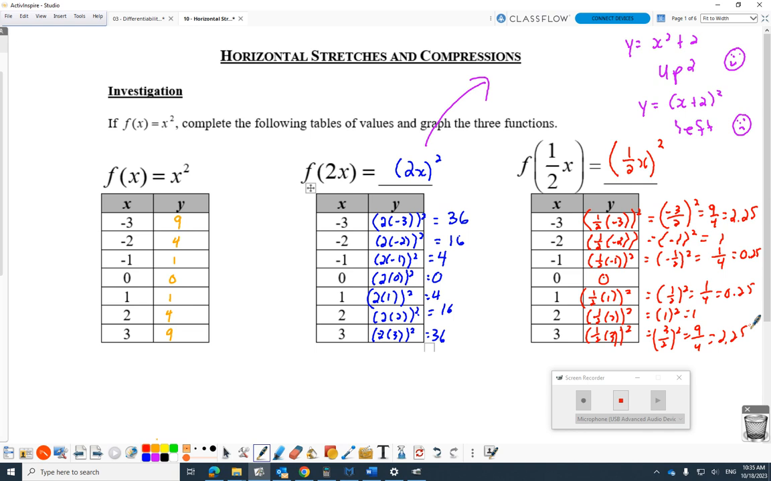The function's looking right, so it moves left. It's doubling the x before it's squaring, so it's looking outwards, and that makes it go inwards. Is that a good explanation? For grade 11, it's about the best we can do, I think. Yeah? It takes a little while for it all to be clear why this is happening.